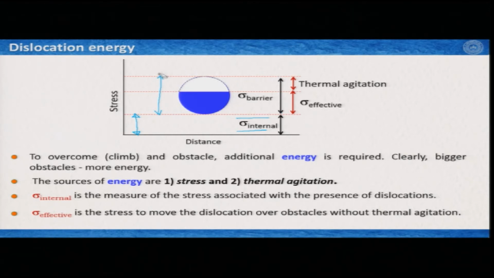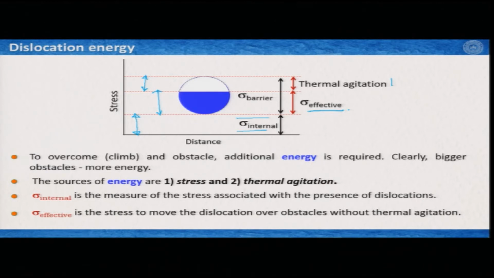A part of this stress or energy comes from the deformation or differential stress that is being applied to the system. So, let us assume that it is this much, which we call sigma effective, but we still are left with this much of energy, which can come from the temperature or thermal agitation of the system.